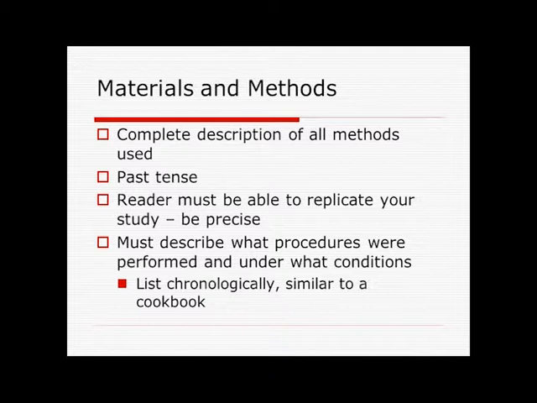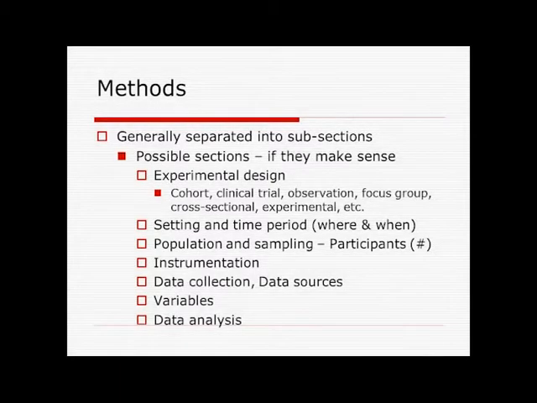And again, we want to think about chronological order, how we did things, and be very clear and specific so that our reader can duplicate those methods. Our methods are generally separated into subsections, so if it makes sense for your paper, you might want to think about subsection headings. For example, what was your experimental design? Did you do a cohort study over a period of time? Did you do a randomized controlled trial? What sort of experimental design did you use?